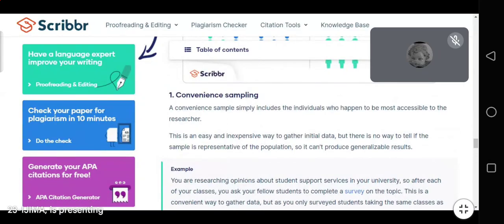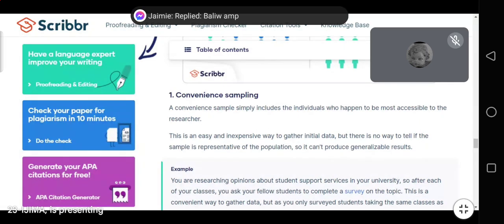A convenience sample includes the individuals who happen to be most accessible to the researcher. This is also an easy and inexpensive way to gather initial data. But there is no way to tell if the sample is representative of the population, so it can't produce generalizable results.